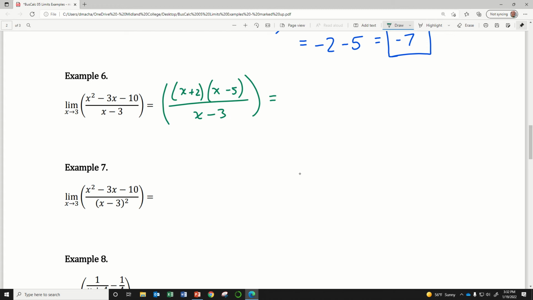And that's what makes this interesting, because as I approach 3, I can't actually set x equal to 3, because that would be undefined. And now I can't even cancel out anything in the numerator and denominator. So that tells me this is no longer just a point discontinuity, like in example 5, but this is actually going to be an essential discontinuity.